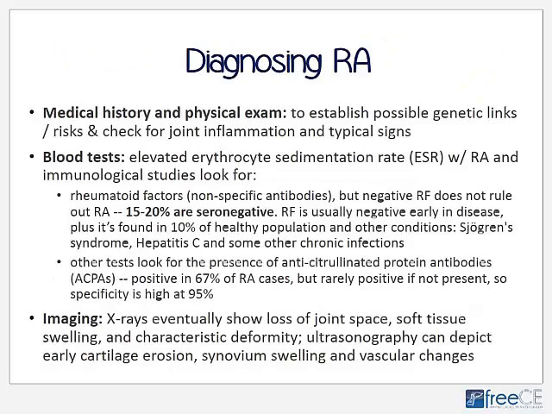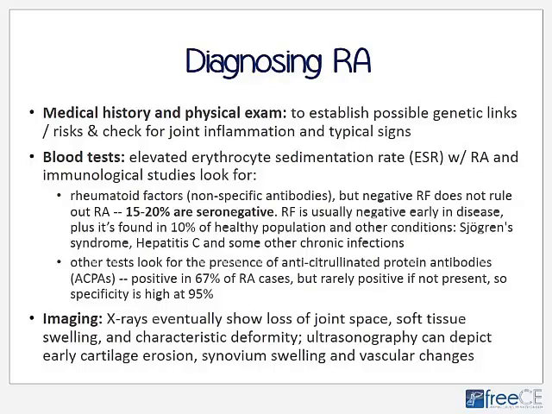Well, like with any other disease, or really any type of arthritis, you're going to have a medical history and physical exam, and that's to establish genetic links and certain risks, and also to physically check the joints for inflammation and typical signs such as deformity and RA nodules. Blood tests, of course, are quite definitive. You're looking for an elevated erythrocyte sedimentation rate, or ESR. This is very common with RA, but it's a general sort of thing because it just proves that there is quite a bit of inflammation in the body.